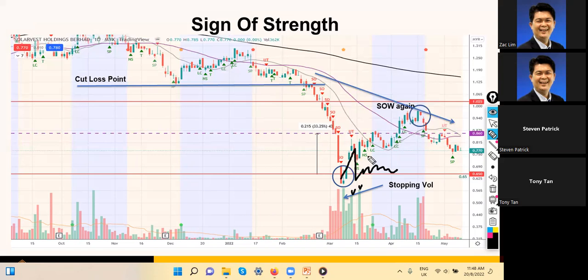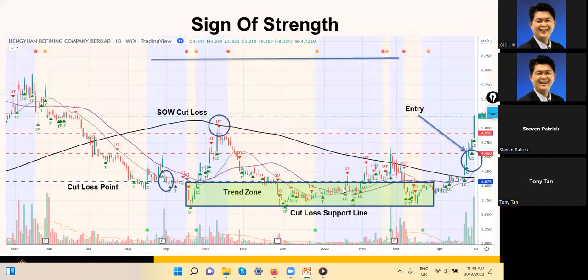So sometimes Hatha Leka has a panic selling, but that doesn't mean the rebound is sure to happen. So this is how we catch the sign of weakness and sign of strength when you see the high volume coming in. This is the zone you can look into.